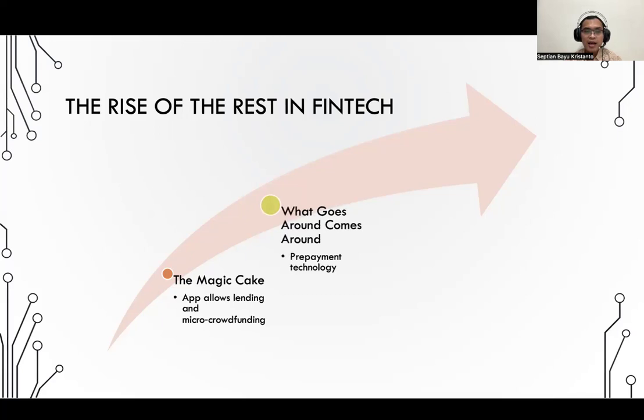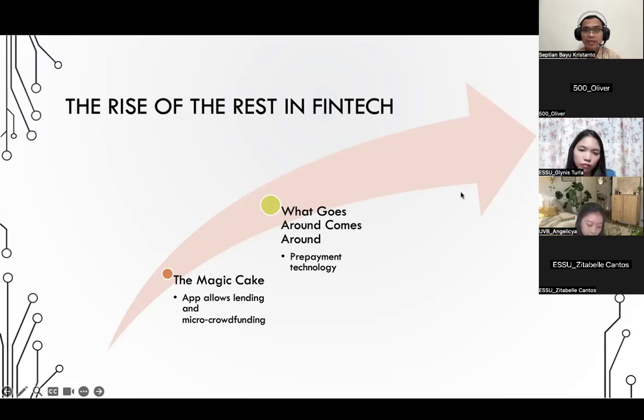And then what goes around comes around. We need to create some advanced technology to help ensure that our lending activity and our micro funding are protected by government regulations.